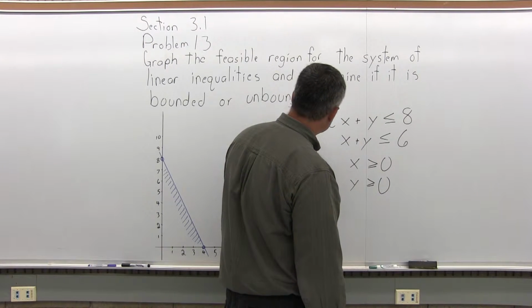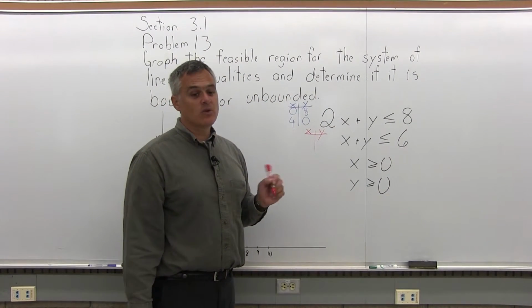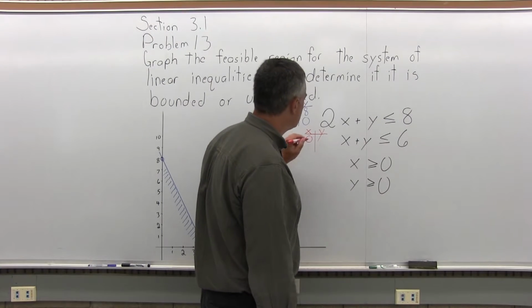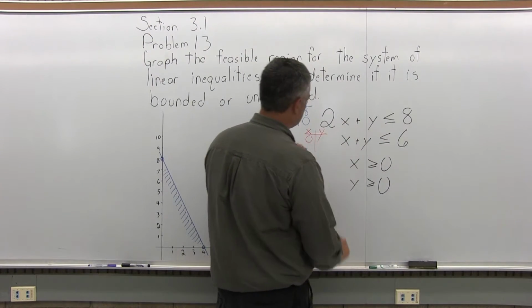I'm going to ignore everything else and just focus on x plus y is less than or equal to 6. And I'm going to pretend initially that it's x plus y equals 6. I'm going to forget the less than, and find 2 points with x and y coordinates that make that equation true. So first, if I let x equal 0, I just have y equals 6 if x is 0.